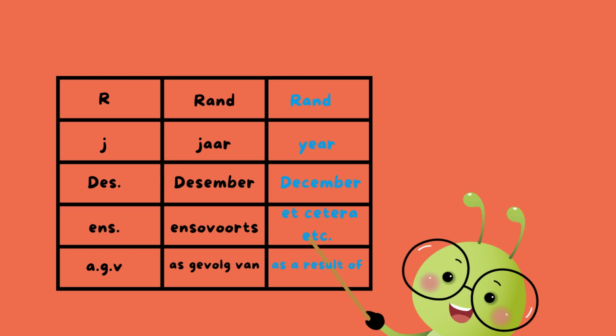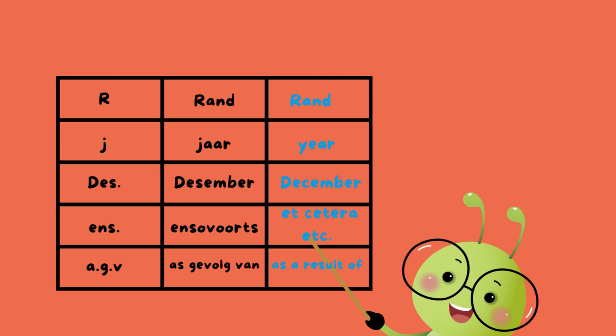Now, December, it's DES. In Afrikaans, it's called December. Remember in English, we say the abbreviation for December is DEC because that's how we spell December in English. Now, in Afrikaans, it's DES. So the spelling differs here. So there's a few months where it remains the same and then some of them change.